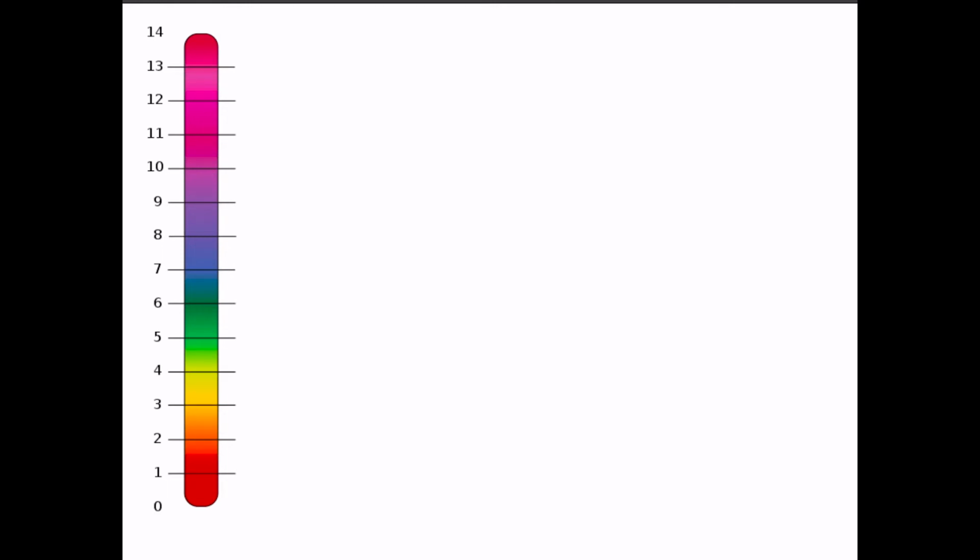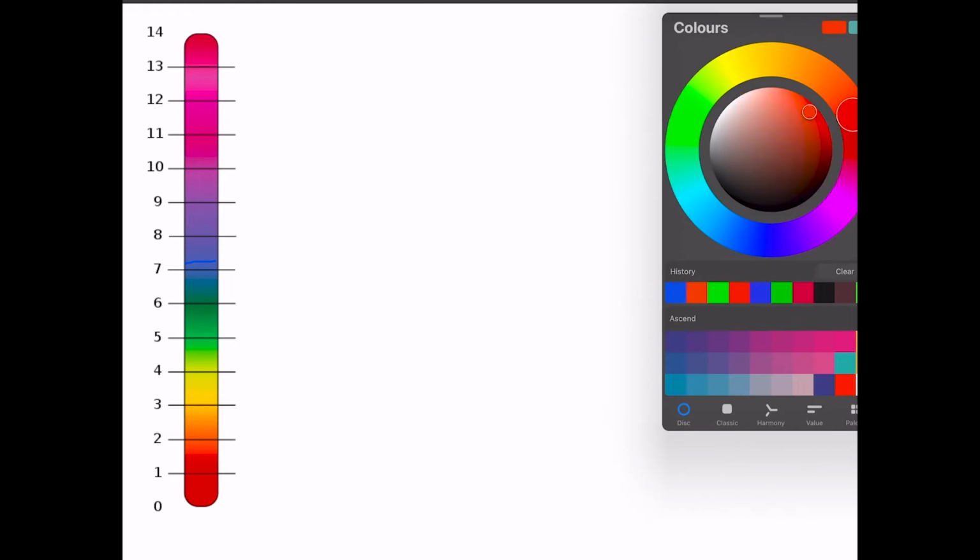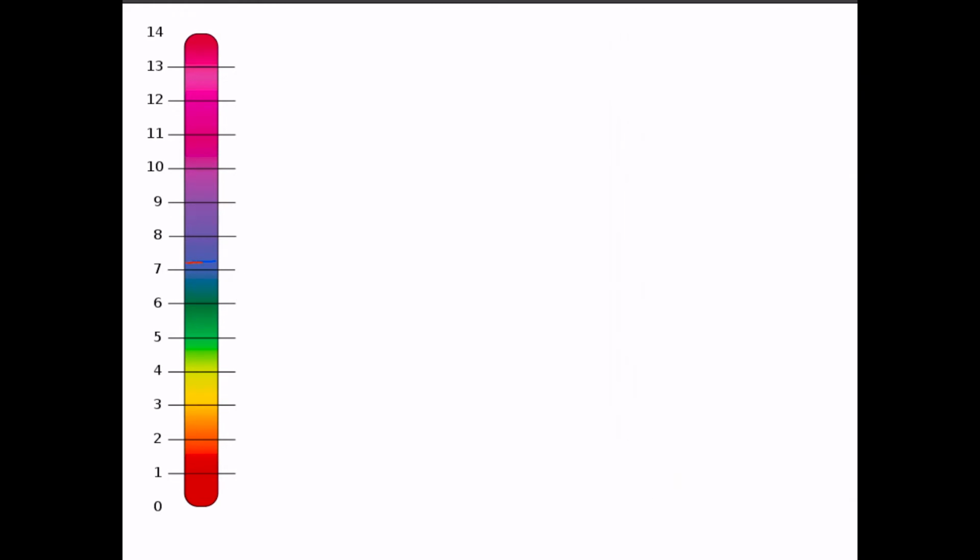Now, the pH is actually a scale from 0 to 14. And remember, the H in pH is referring to the concentration of hydrogen ions in a solution. Now, to reiterate, I told you that the pH of our blood was around about 7.35, which is around about here.